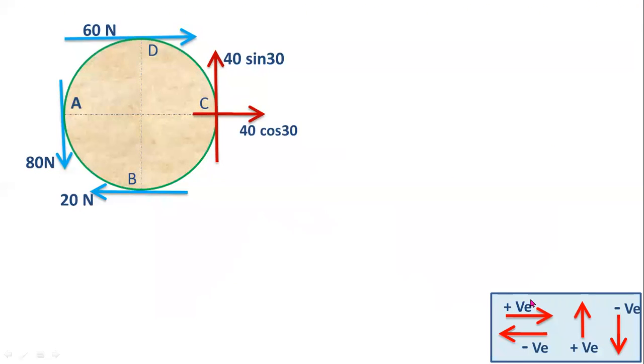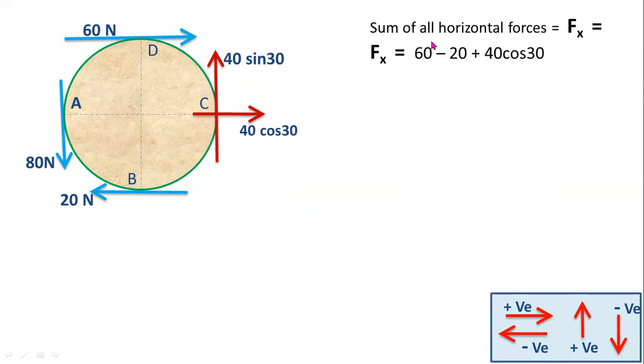These are the important sign conventions. For right side direction, positive sign; for left side direction, negative sign; for upward action, positive sign; for downward action, negative sign. Okay, sum of all horizontal forces. Here from this diagram, first you have to identify horizontal forces. This 20 Newton force is the left side horizontal force. This 60 Newton force is the right side horizontal force, and this 40 cos 30 is also a horizontal force.